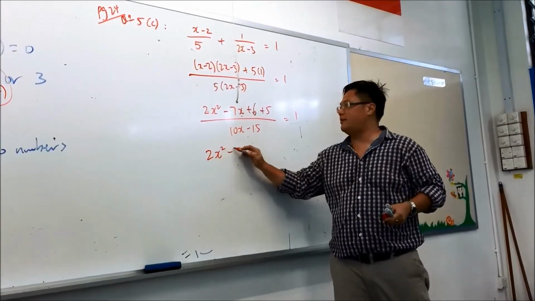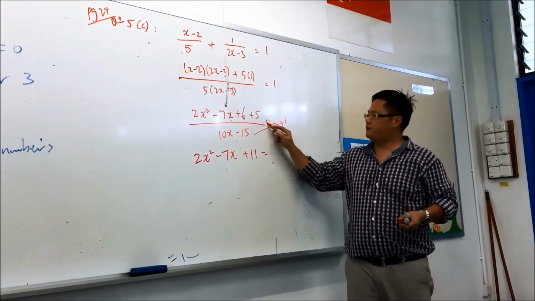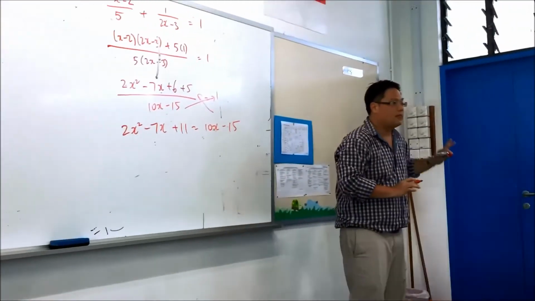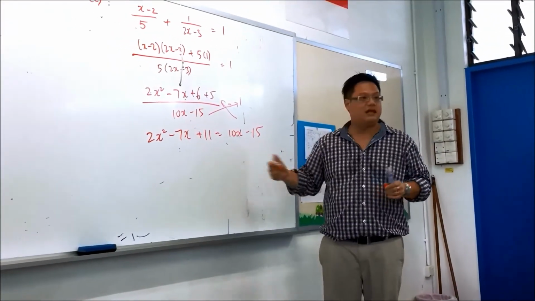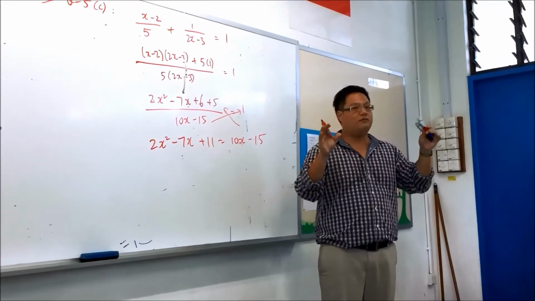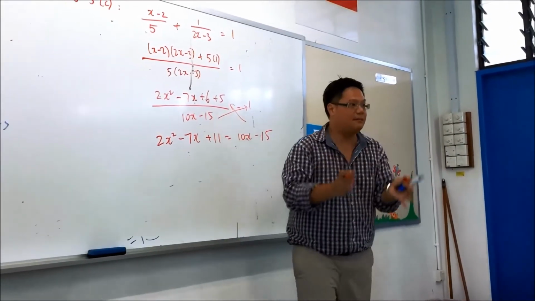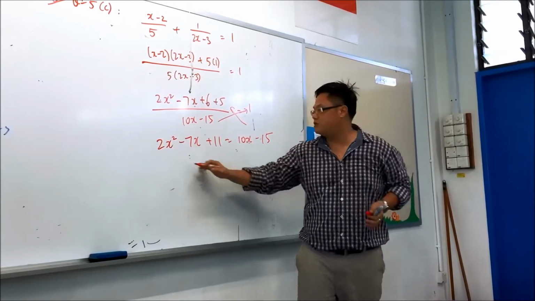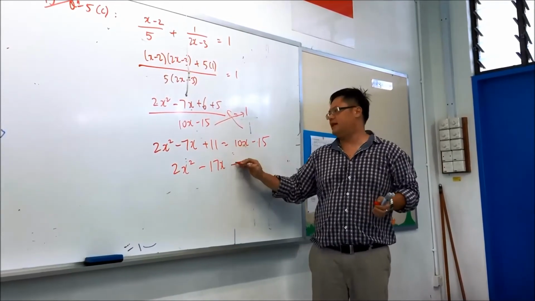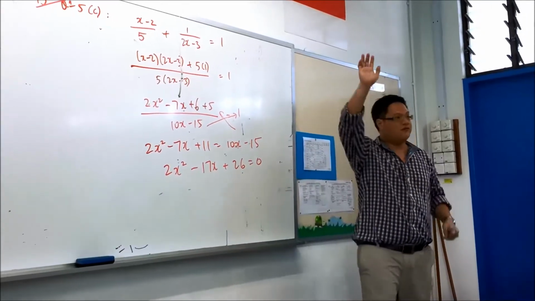So this is 2x squared minus 7x plus 11. So I multiply this up. This will give me 10x minus 15. So far, so good. What must we do after this line? Talk to me, what must we do? Put it in one particular form. What is that form? x squared, x number equals to zero. So I have 2x squared minus 17x plus 26 equals to zero. Okay, so far so good.